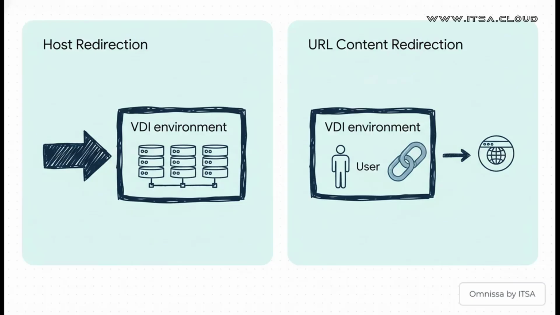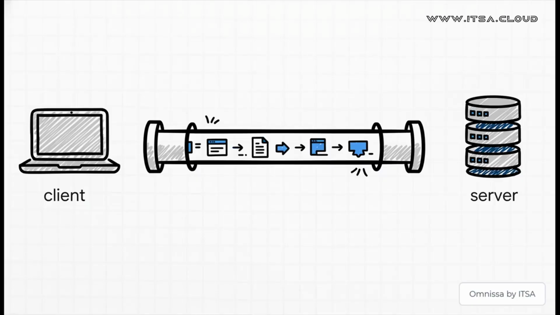On the right, you have URL content redirection. That's a totally different beast. That feature is all about controlling what happens when a user clicks a link inside their virtual desktop. So let me just say it plainly. Host redirection is for the plumbing. It's about building the pipe from the user to the server. URL content redirection is about managing the water flowing through that pipe once it's already built. They solve two completely different problems.